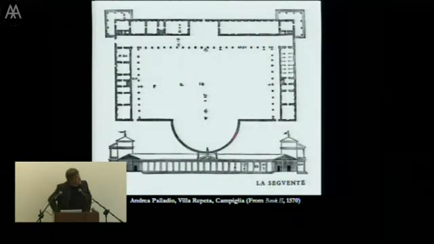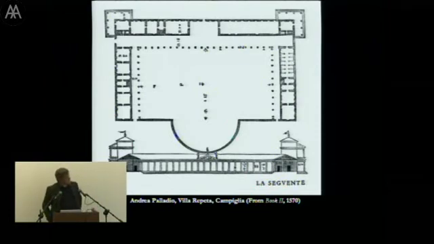For me, this is the last image, the most interesting and powerful, enigmatic in a way, designed by Palladio, the design for Villa Repeta.